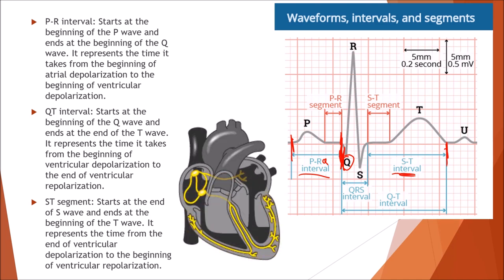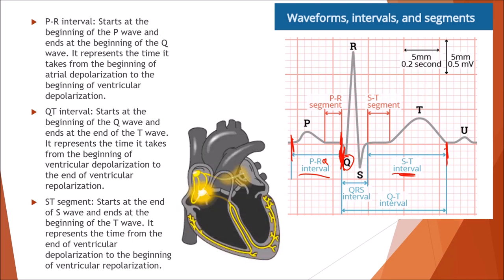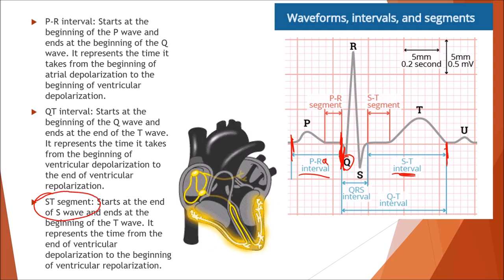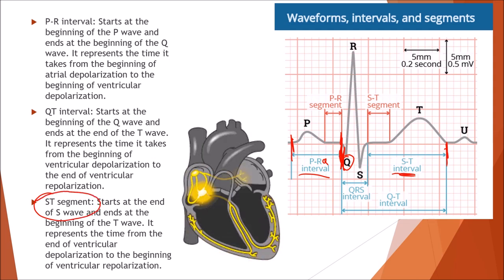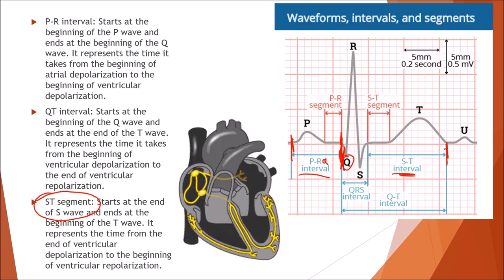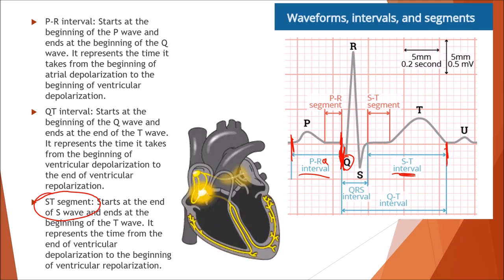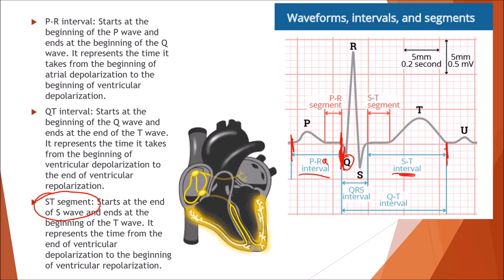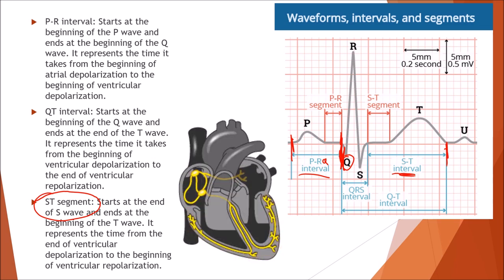Now really the one that you should focus on, and the one I would say you should know, is the ST segment. A segment is going to be a section in between two waves. So remember, an interval is usually from the beginning of one wave to the start of another wave or the end of another wave, while a segment is the section between specific waves. So for example, the PR segment is the section of where the P ends and the Q begins. The ST segment is where the S ends and the T begins.